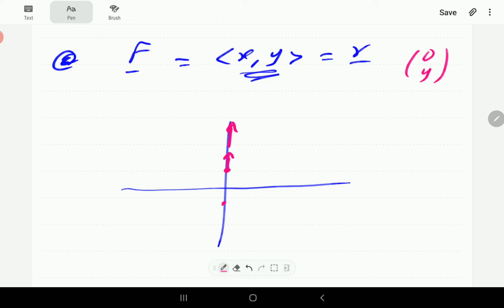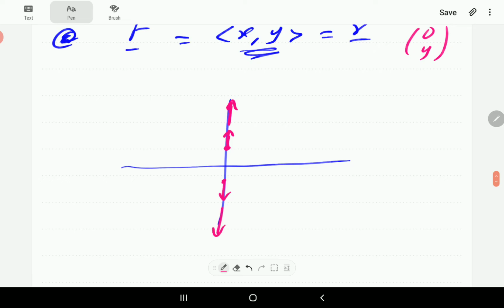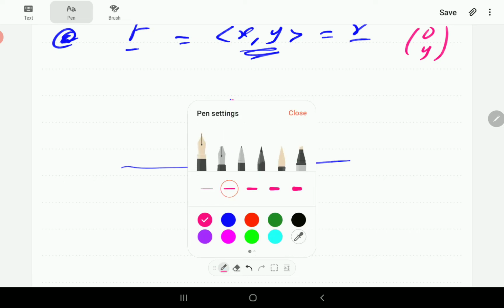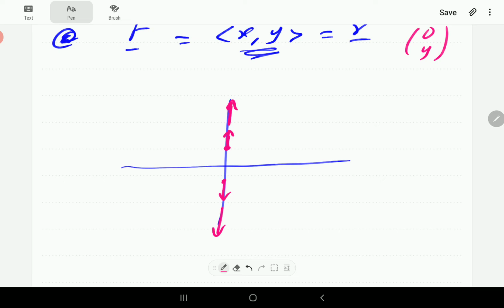And then here, y is negative 1, so it's going down. And then the next one is going to be given by 2. Now, if we're along the horizontal axis, along this axis here, y is 0, so there's going to be x, 0.